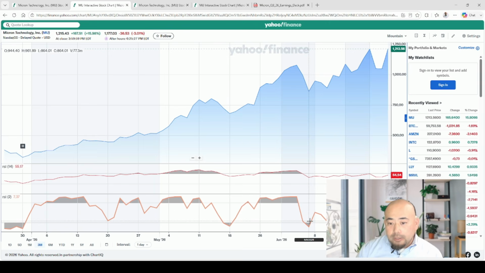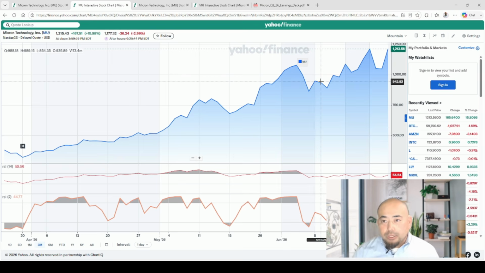So if you take a look down here at the RSI, it went from 5 to 48. But if you take a look up here, the 5 was the low point at $861, and then the high was at about $950-ish. So they would have captured that gain right there. That's how you can use this RSI tool.